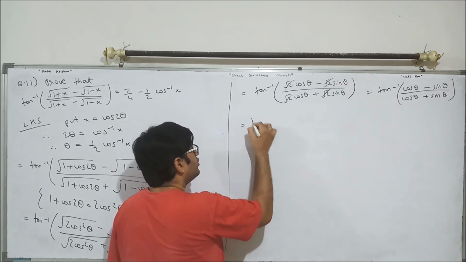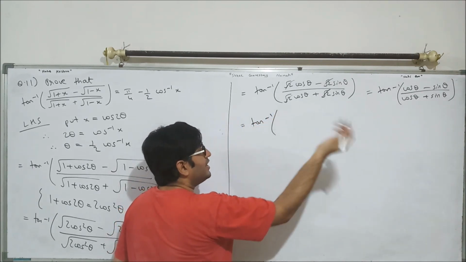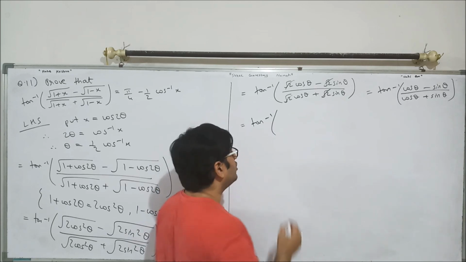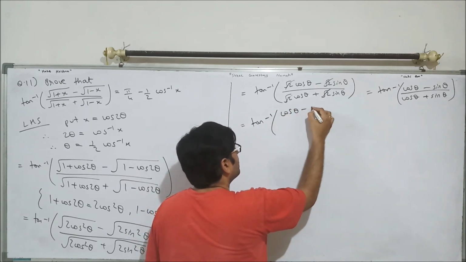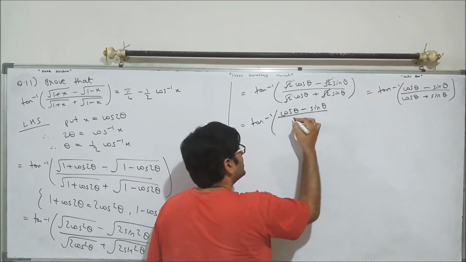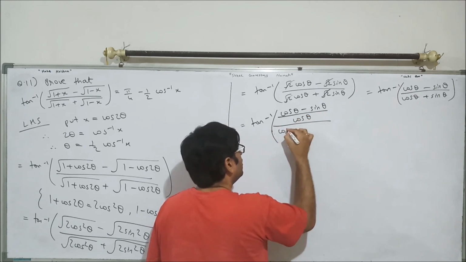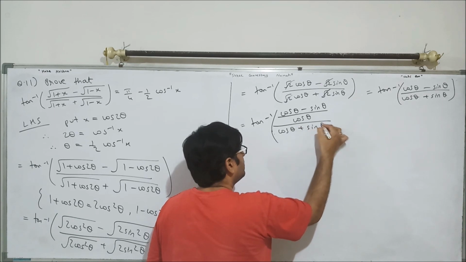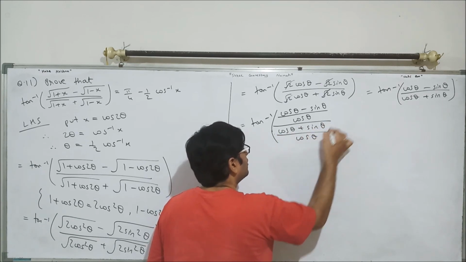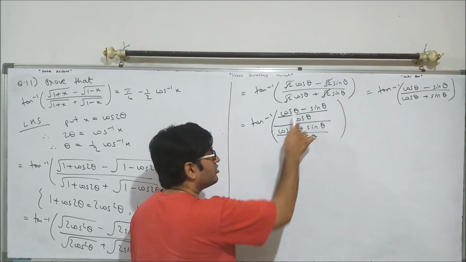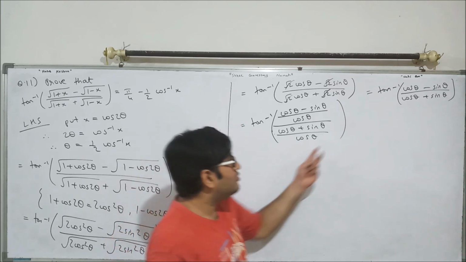So in the next step, let us say I am dividing numerator and denominator by cos theta. So what will I get? cos theta minus sin theta, upon cos theta. Likewise in the denominator we get cos theta plus sin theta upon cos theta. In the next step what will we do, cancel cos theta? No, don't do it like that, you will read this step.